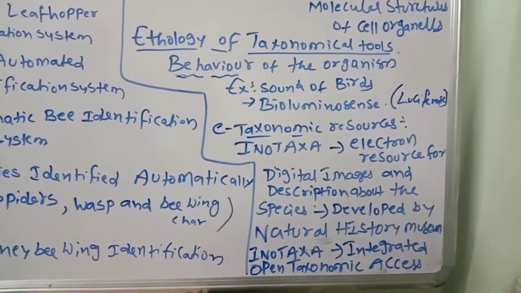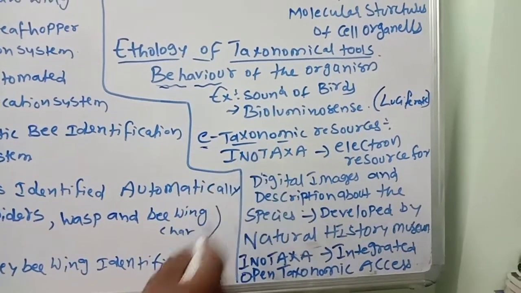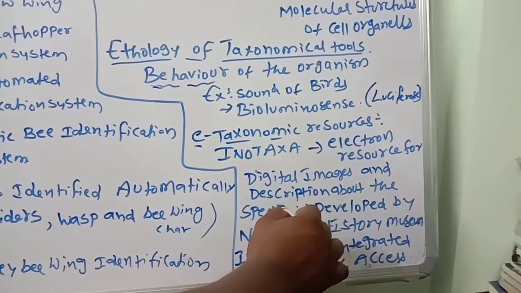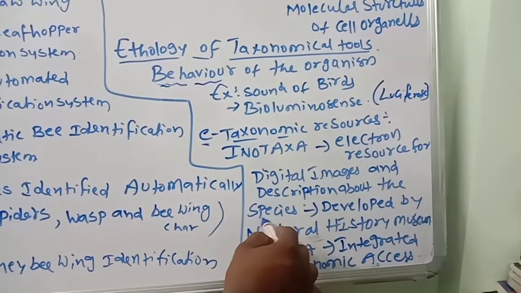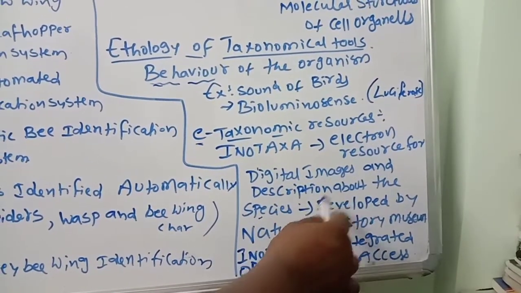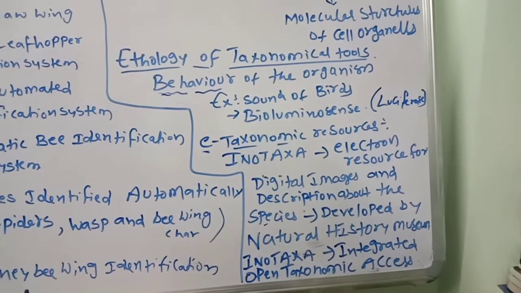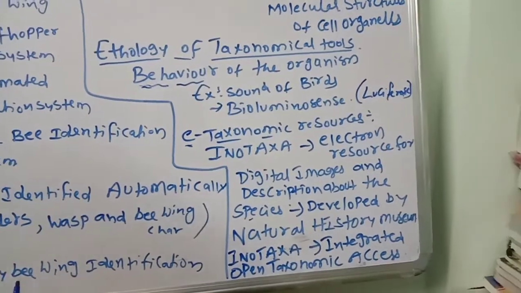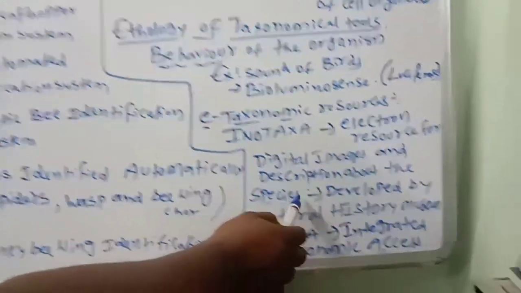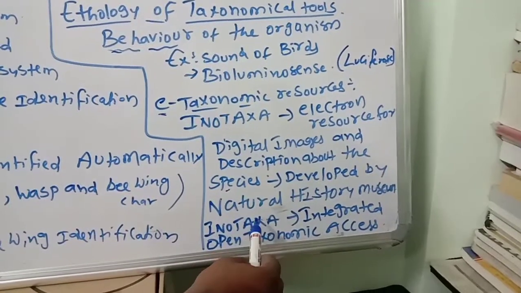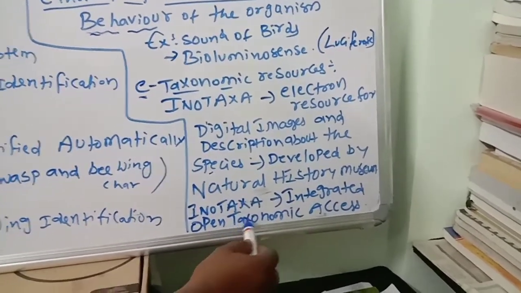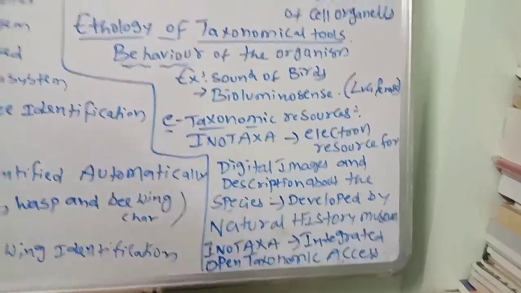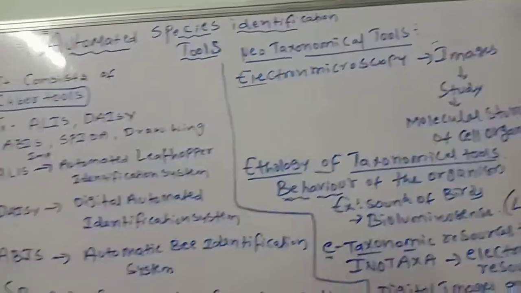Next, e-taxonomic resources. Electronic taxonomic resources like Inotaxa. So electronic resources for digital images and a description about the species. What do you call it? Digital images and a description about the species. This is one of the important e-taxonomic resources. So next, what is the full name of Inotaxa? This is developed by the Natural History Museum. Inotaxa means Integrated Open Taxonomic Access. Okay, these are all the points you should remember.